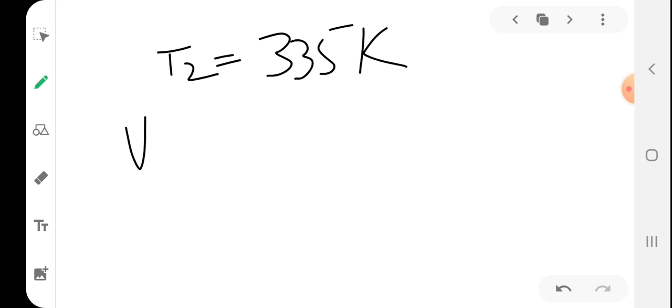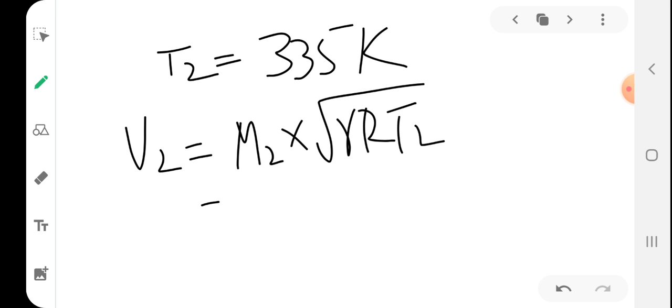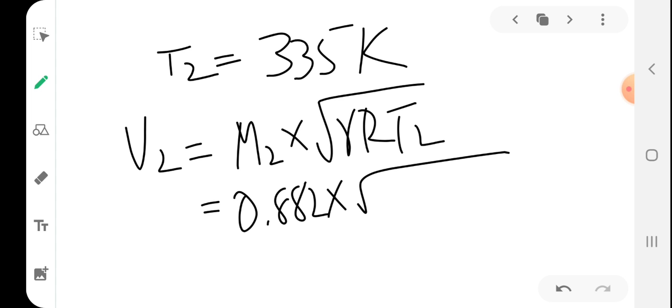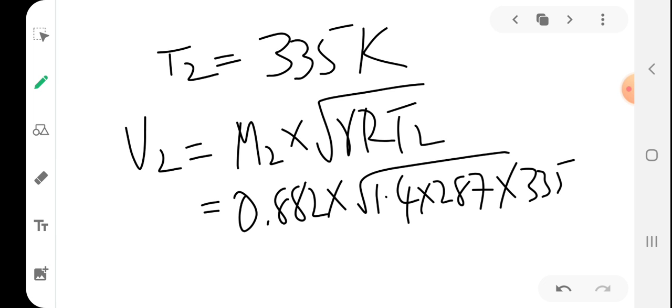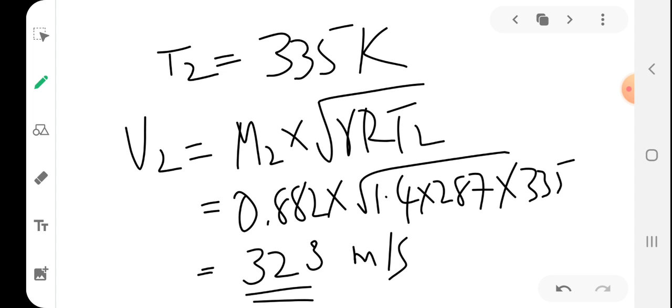So the velocity at downstream will be M2 into root gamma R T2. M2 is 0.882, into root of 1.4 into 287 into 335, and the value will be around 323 meter per second. The value may not be exact, actually it is around 324. Now velocity and Mach number downstream are obtained.